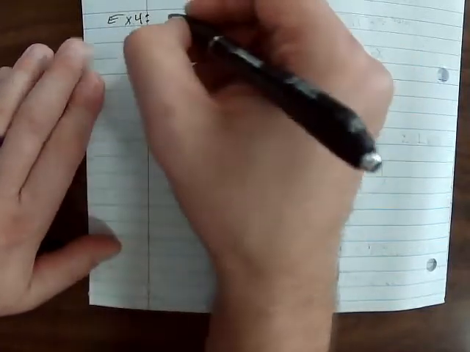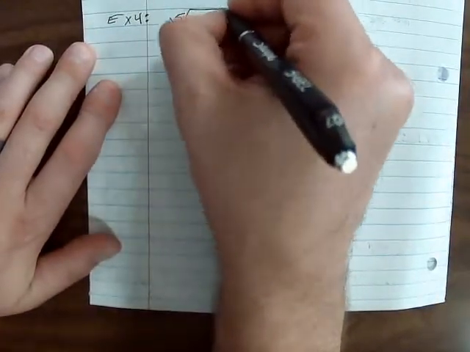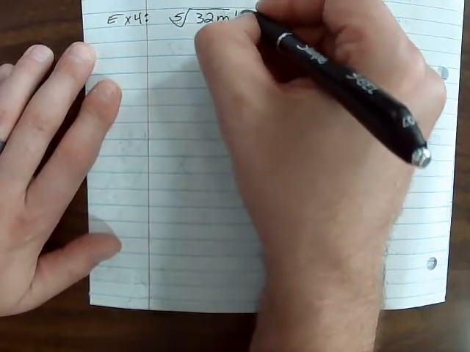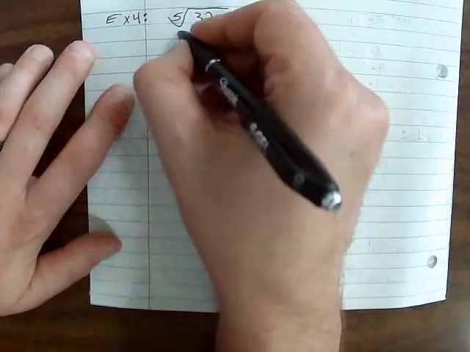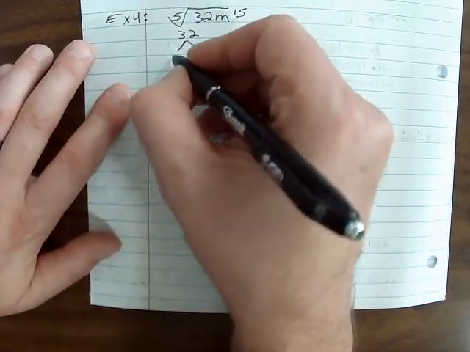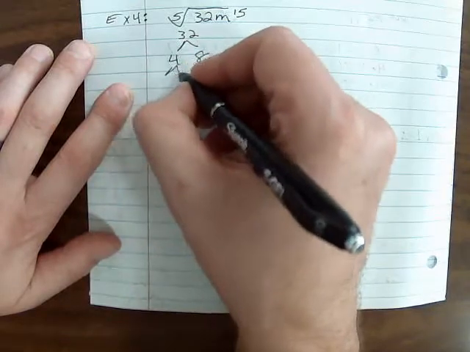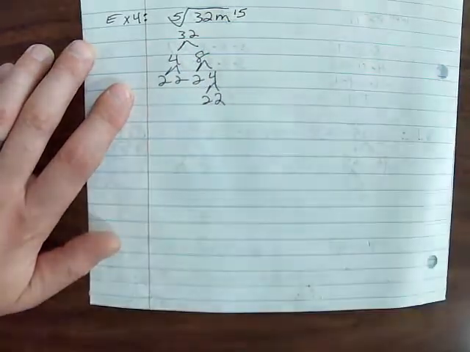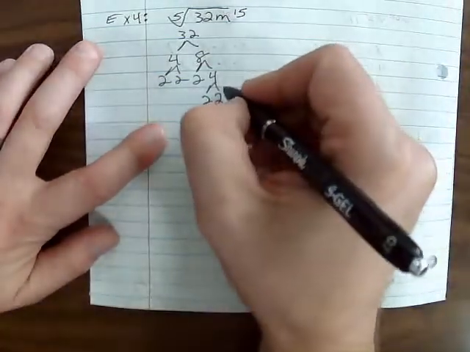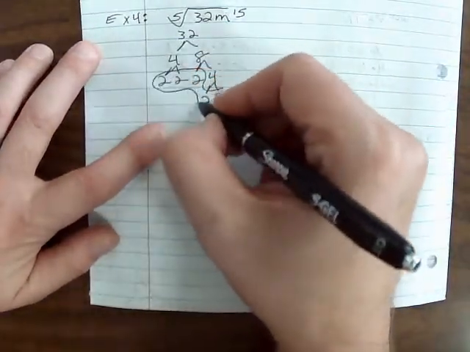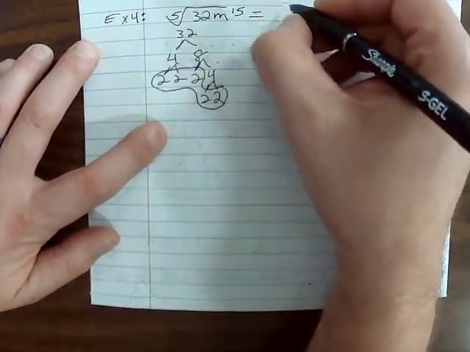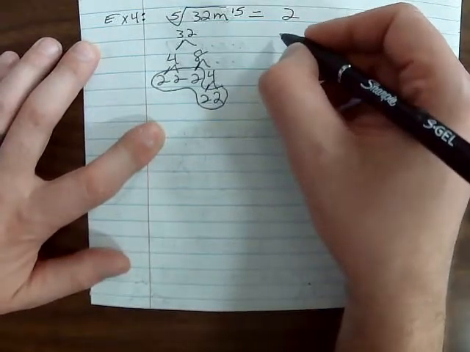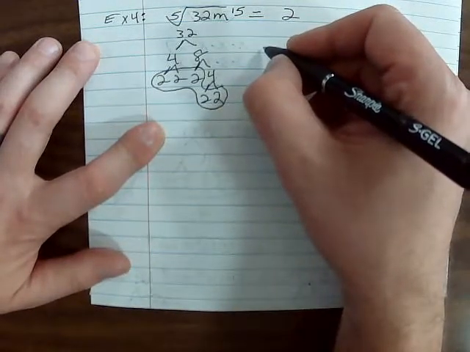Example 4. The 5th root of 32, now we're adding some variables, m to the 15. So I'm going to break down the 32 like we normally do. Let's see, 4 and 8, 2 and 2, 2 and 4, 2 and 2. So I need 5 of them to get out from under the radical. I have 5 of them. So that's going to equal 2. And now my m's. There are 2 ways you can do it. I'm going to show you both ways. Whatever works for you is great.